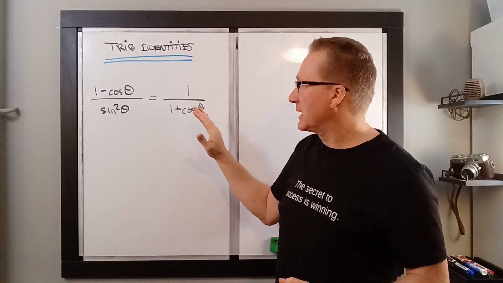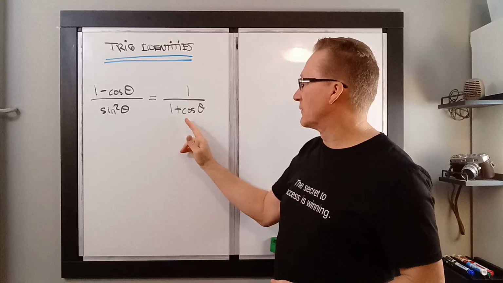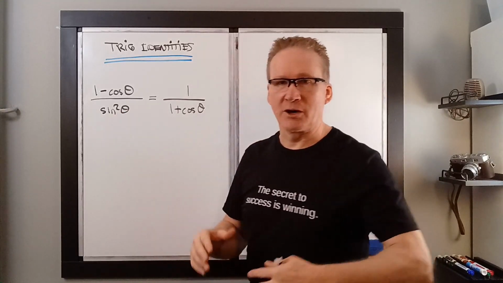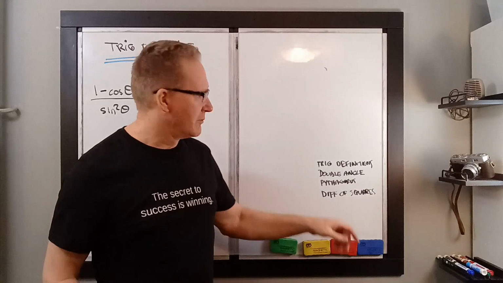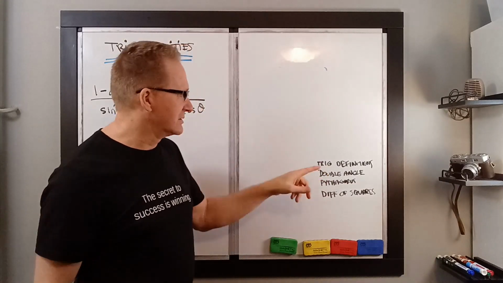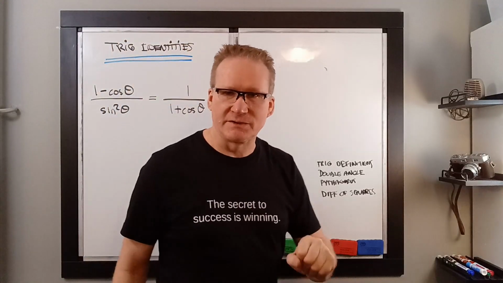I've written another trig identity up here. 1 minus cos theta over sine squared theta is equal to 1 over 1 plus cos theta. Anytime you see sine squared, cos squared, always be thinking maybe that's going to be Pythagoras' theorem. For these ones in this section, we're going to be using trig identities, double angle, Pythagoras, and difference of squares to help solve them.